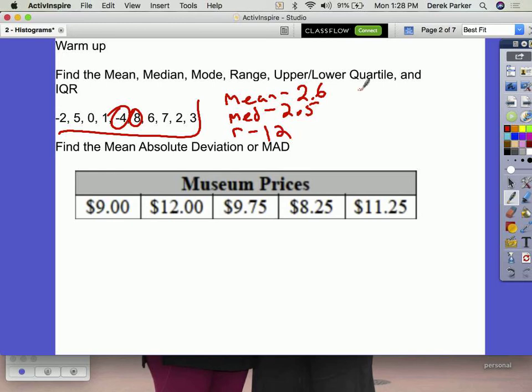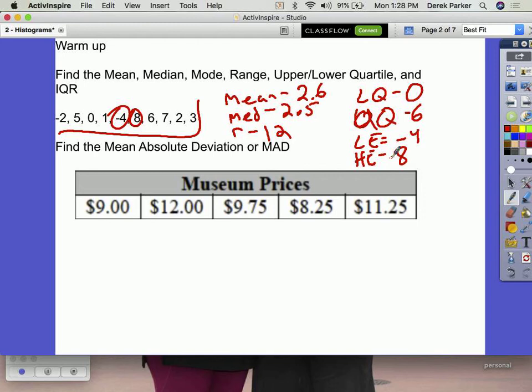My lower quartile is 0. My upper quartile, or Q3, is 6. My lower extreme, -4. My higher extreme is 8.